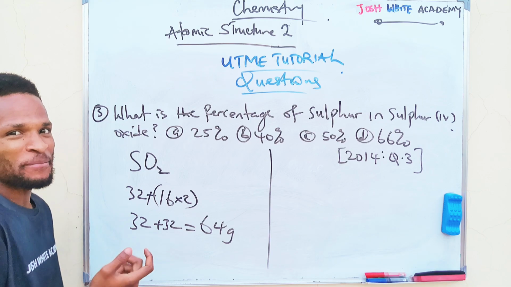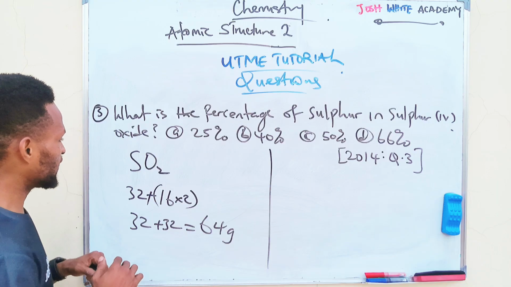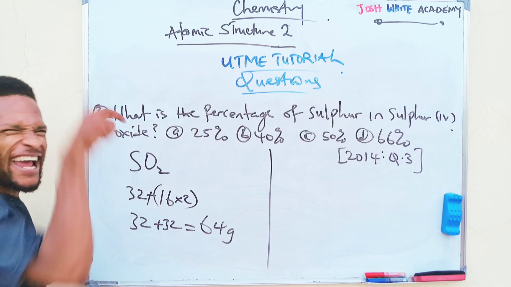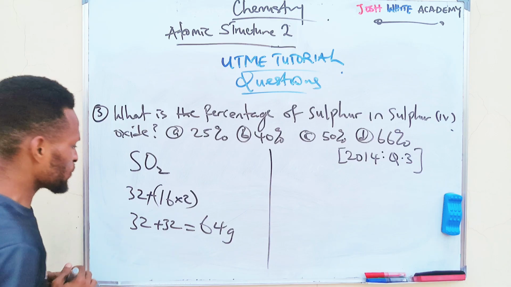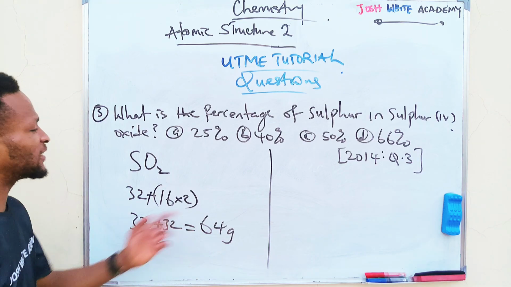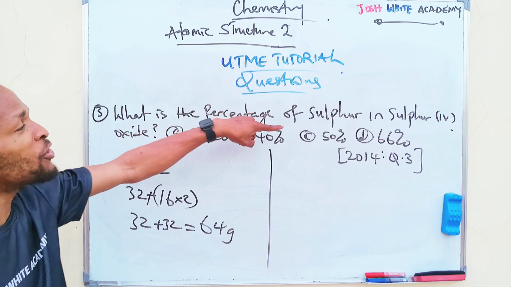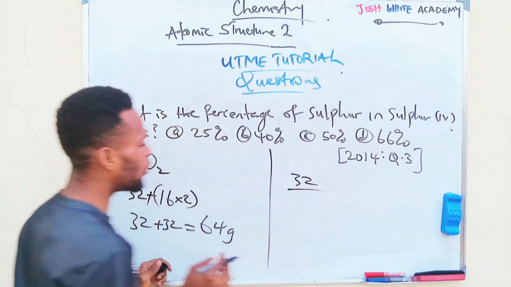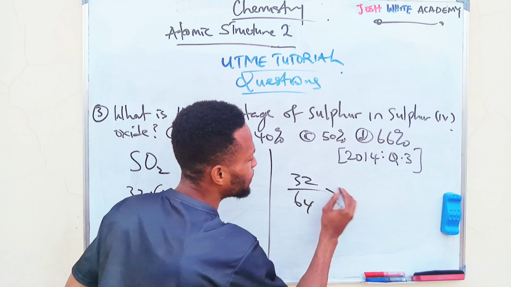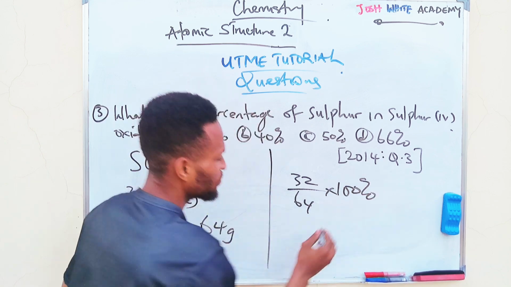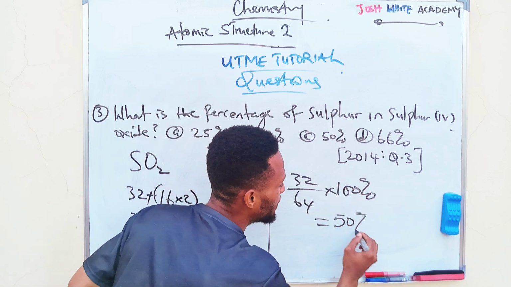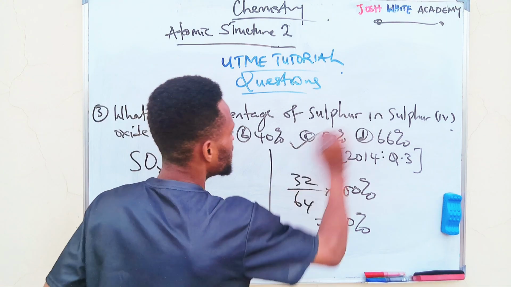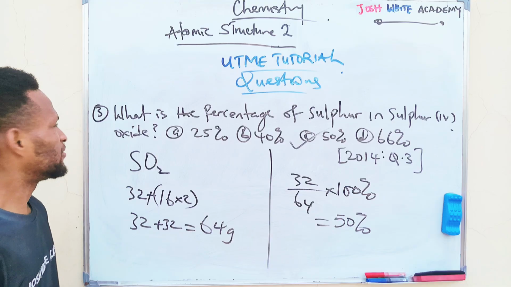Silly in the mnemonic. 16 times 2, 32. Oxygen is 8. 8 times 2, 16. You see it? So, our relative molecular mass is 64. Now, our percentage composition of sulfur. Sulfur is 32 all over our total, which is 64 times 100%. This will give us 50% as our answer. So, our answer is what? C. As simple as that. To the next question.